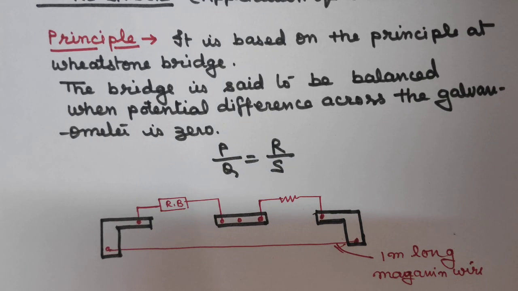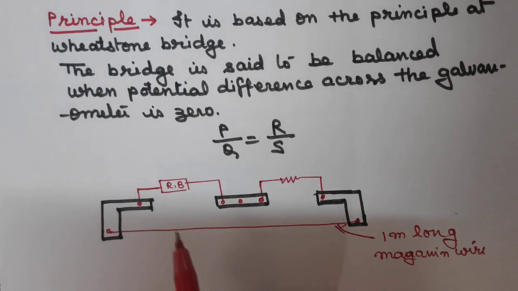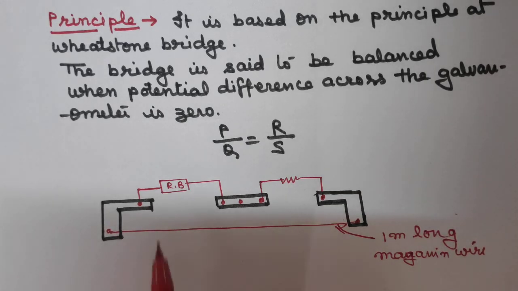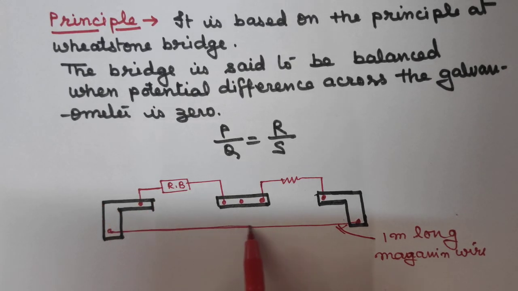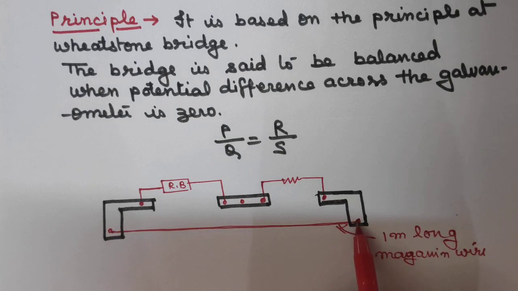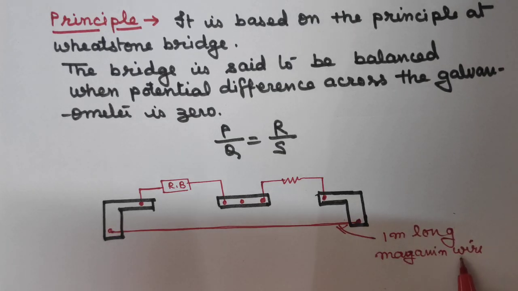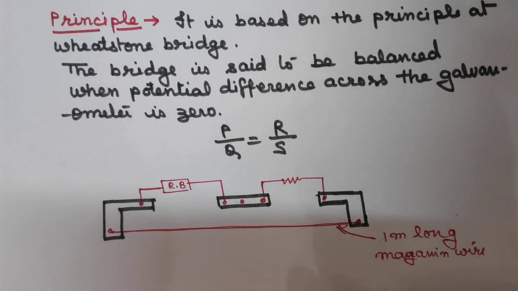So let us draw a meter bridge. In this meter bridge, this is a 1 meter long wire. This wire is of manganin, as we know, of uniform cross sectional area, and it has high resistivity and a low temperature coefficient.